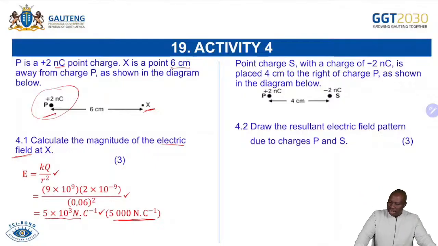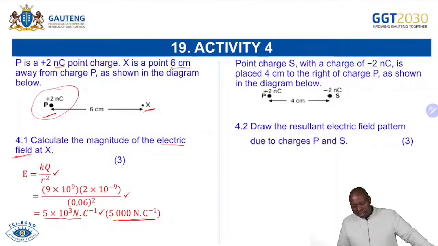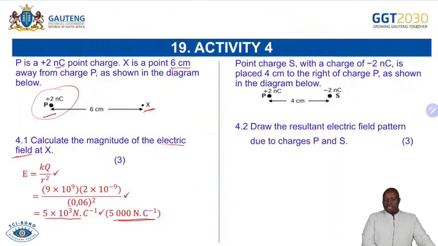Now, point charge S with a charge of minus 2 nanocoulomb is placed 4 centimeters to the right of charge P, as shown in the diagram below. So we have these 2 nanocoulomb, and we put point X.